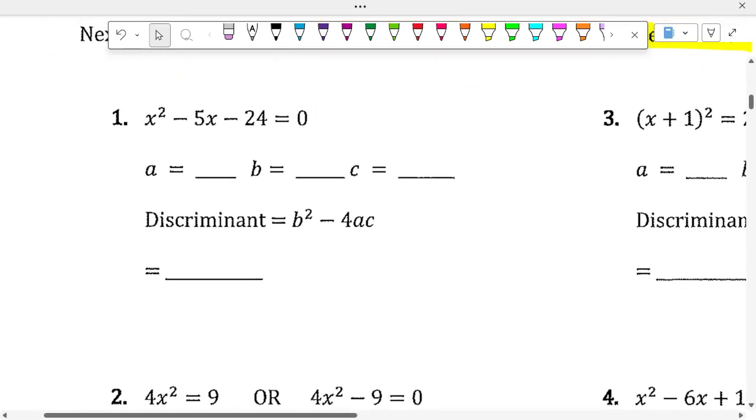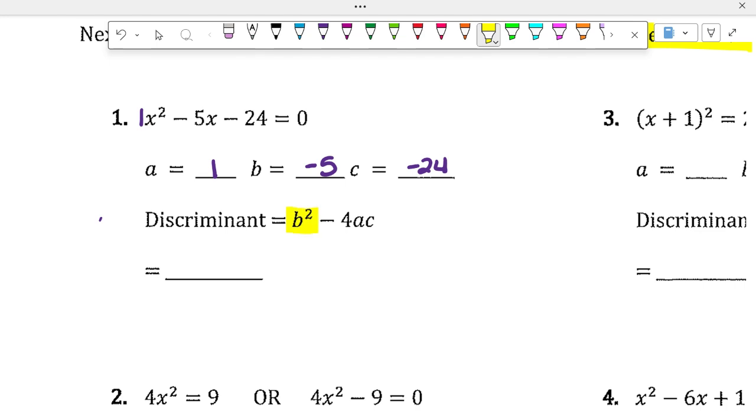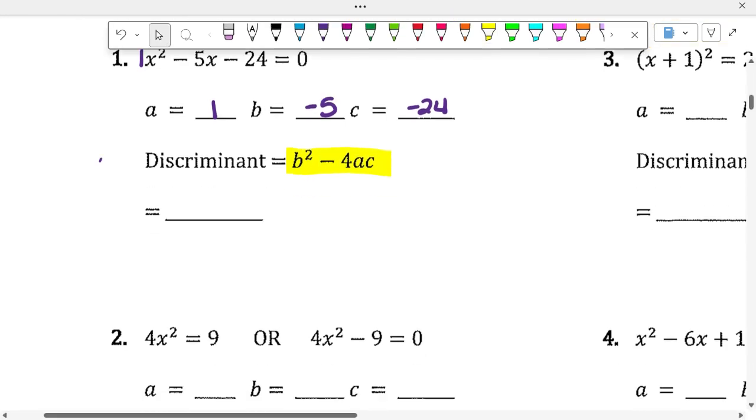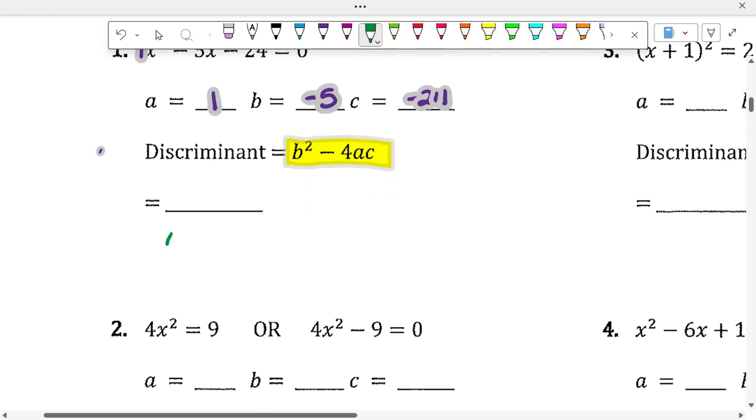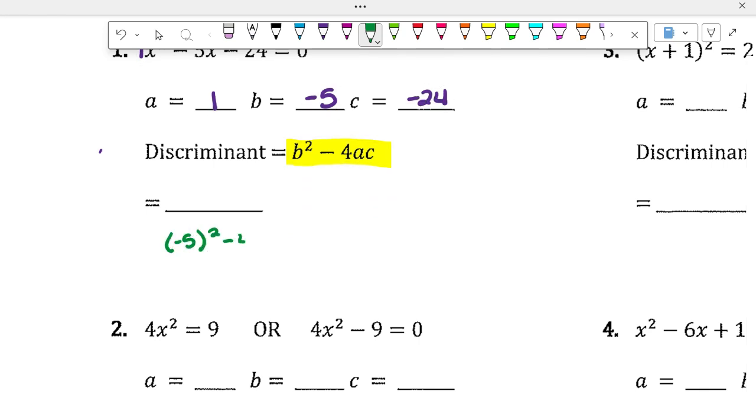First off, we're going to identify A, B, and C. So what's my A value? It's 1. Remember, you only want numbers. There's an unspoken 1 here. So A is 1. B is what? Not just 5. Negative 5. Make sure you keep the sign. What's C? Negative 24. So here's my discriminant formula: B squared minus 4AC. I'm going to plug into that formula. So I have negative 5 squared minus 4 times 1, which is A, times negative 24, which is C.